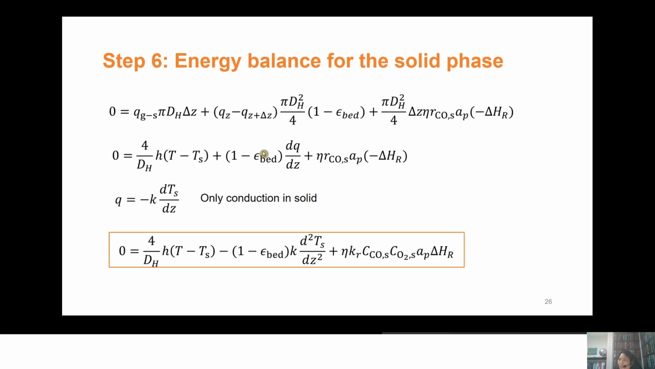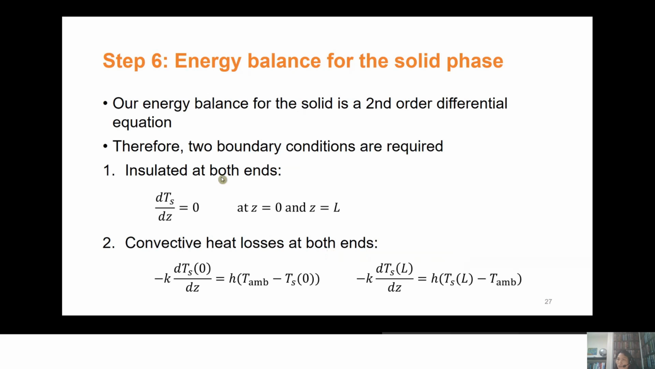And then we take the K out of the derivative. We assume that the thermal conductivity is constant. And then you'll get this. So this is our temperature profile of the solid along the axial direction. That is our last differential equation. But don't forget the boundary conditions. So this is a second order differential equation, so we need two boundary conditions. This is the final step for the solid phase energy balance.